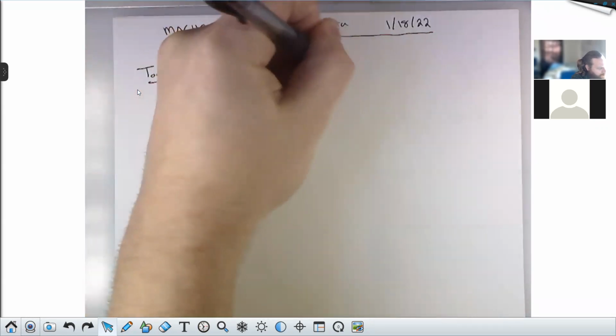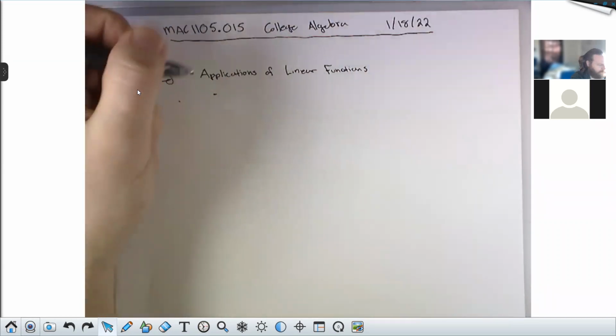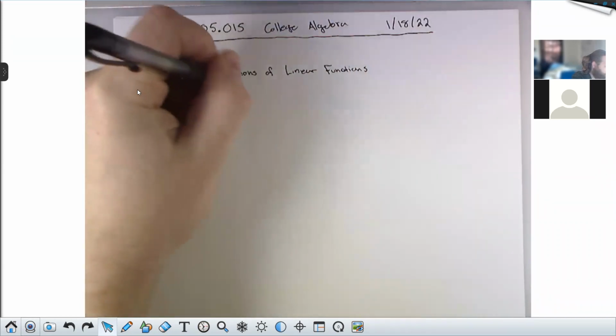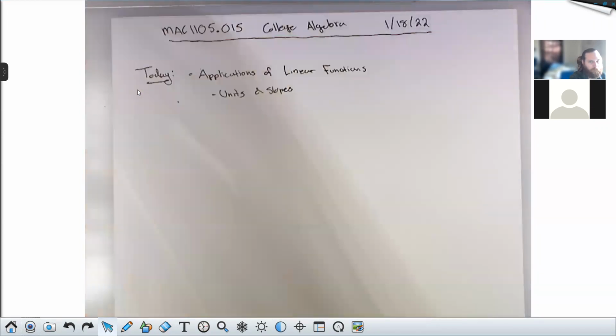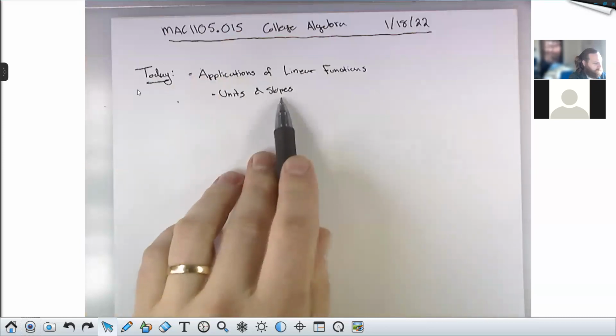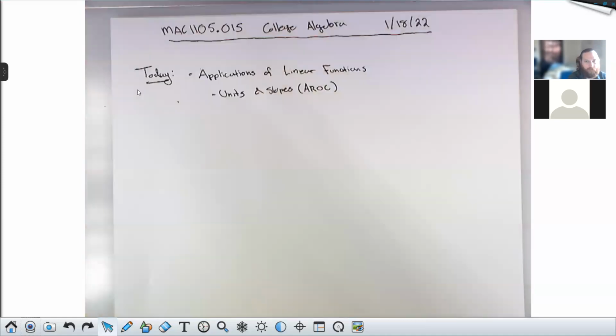Linear functions. And specifically here, we're going to be talking about units and slopes. And remember, slope is the same thing as an average rate of change. One of our definitions of a linear function is that it has a constant average rate of change. That is, over any interval, you always get the same average rate of change for a linear function. And that average rate of change is the slope of the line, the slope of that linear function.